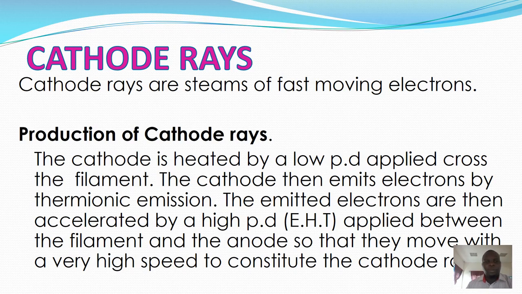We have the production of cathode rays. Cathode rays are produced when you apply a very low PD across the filament. The cathode then emits electrons by the process of thermionic emission. The emitted electrons are then accelerated by a high PD or high tension applied between the filament and the anode so that they move at a very high speed. This constitutes cathode ray production.